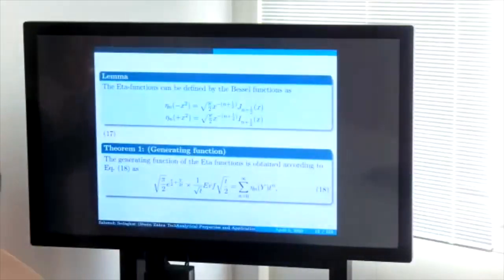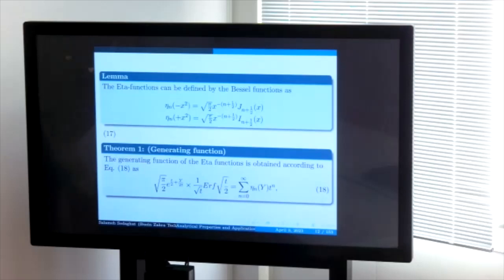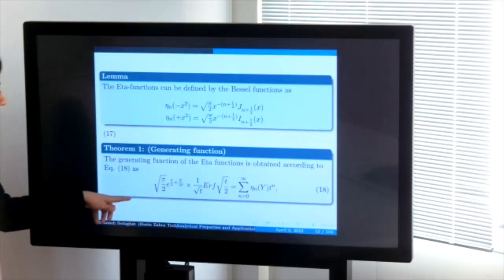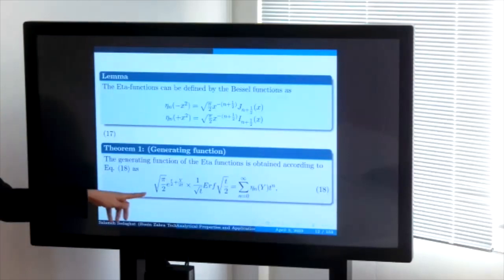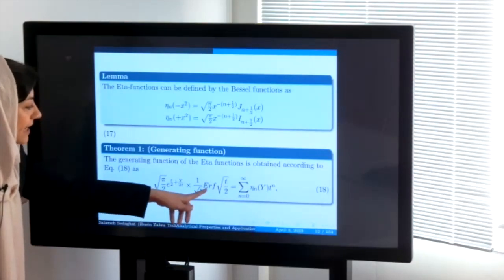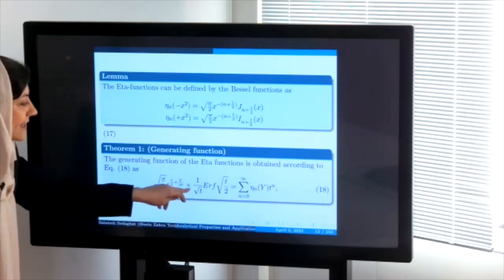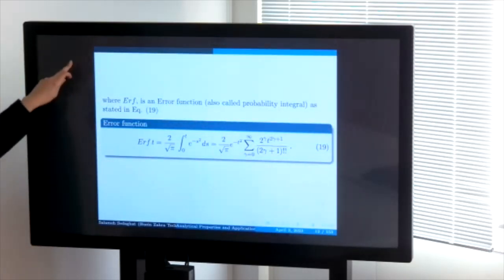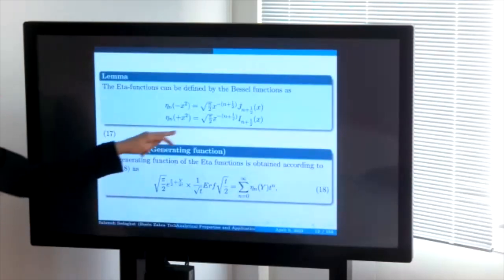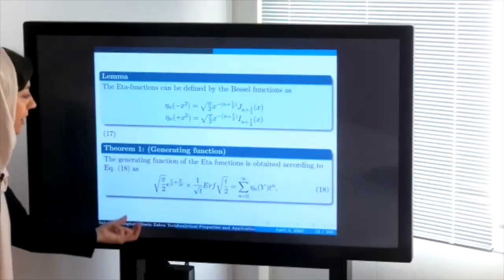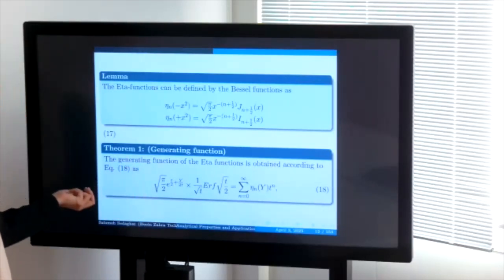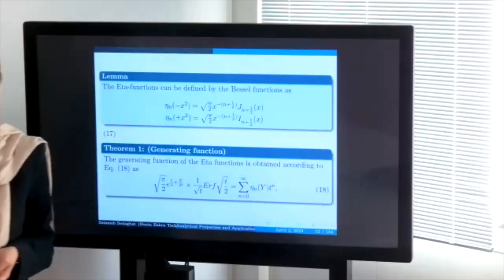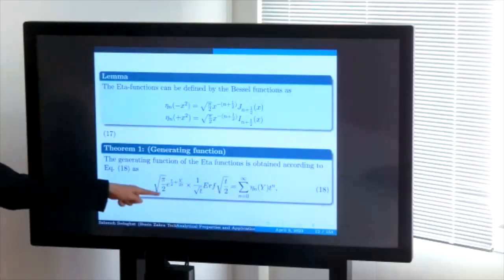In this section, I want to talk about the generating function of the eta function. The generating function of the eta function can be obtained as this equation. Here we have erf of the square root of t over 2. What is that? It is an error function and can be defined as this equation. In fact, we want to know the function whose series expansion has a coefficient of t to the n.